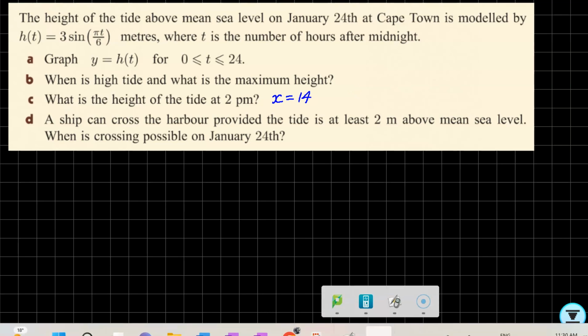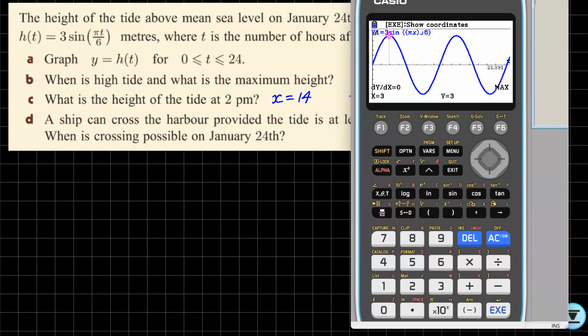We're going to go back to our calculator, and I'm going to go, play with me now. Ready? We're going to go G-Solve.